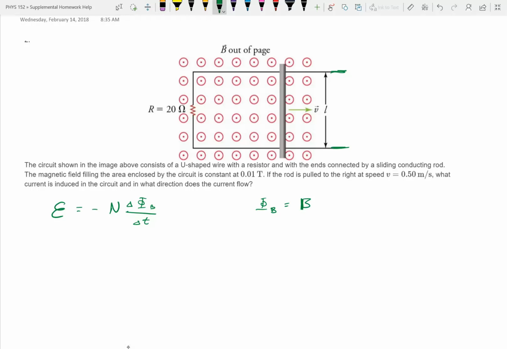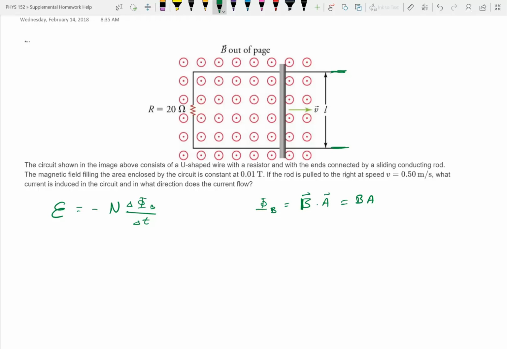So B dot A. Now in this direction, the magnetic field is coming out, the area is coming out, so it's just B times A. The magnetic field has a circle with dots, which means it's coming out. And the area is normal to the surface, so coming out. So the magnetic flux is just B times A.